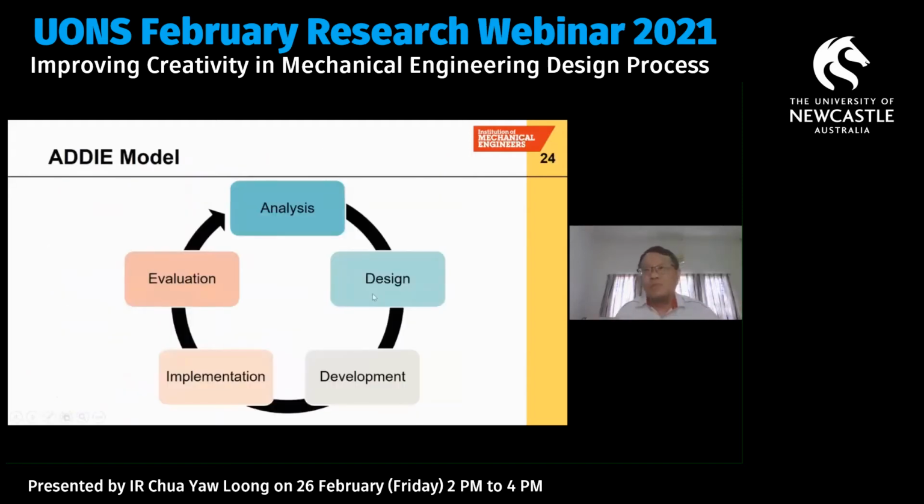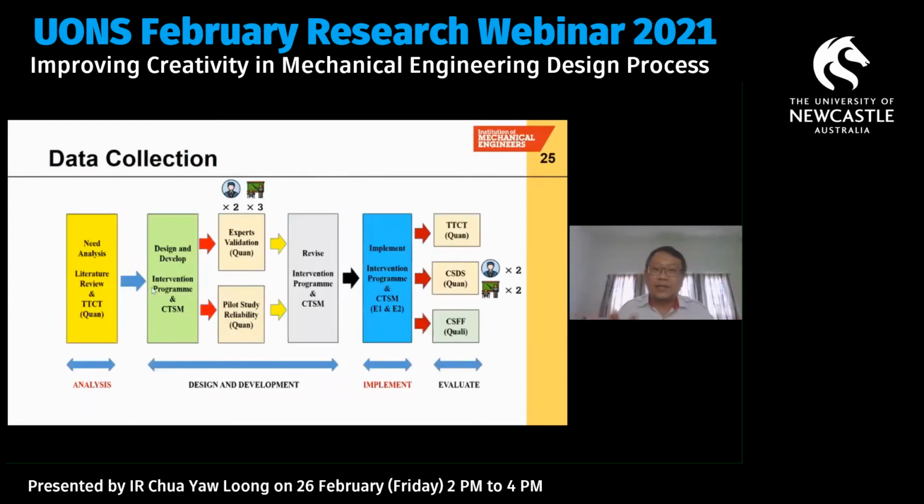So for my creativity training for my students, I use what we call the instructional design model. There are a few instructional design models for you to develop the creativity training, and I'm using the ADDIE model, which consists of analysis, design, develop, implement, and evaluate your method, whether your training is effective or not. So these are the stages that I did.